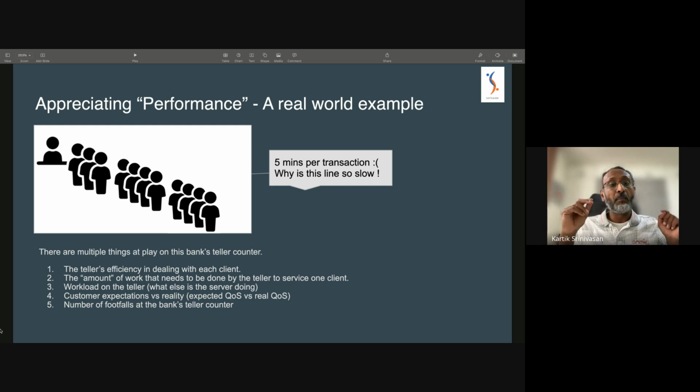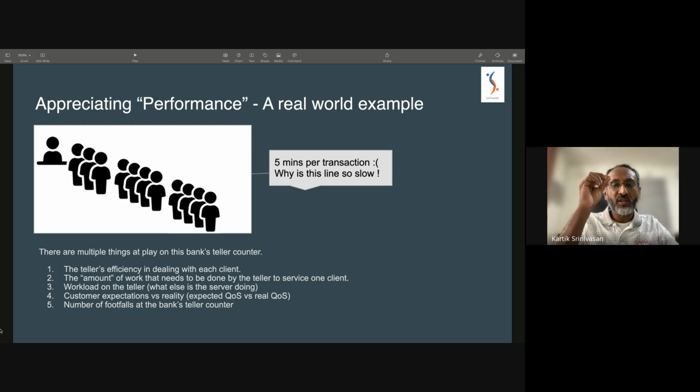Then there is the amount of work that needs to be done by the teller to service that one client. To get this ticket, this person is constantly asking: "Do you have first AC? Do you have second AC? How many seats do you have in third AC?" There is a series of questions being asked.